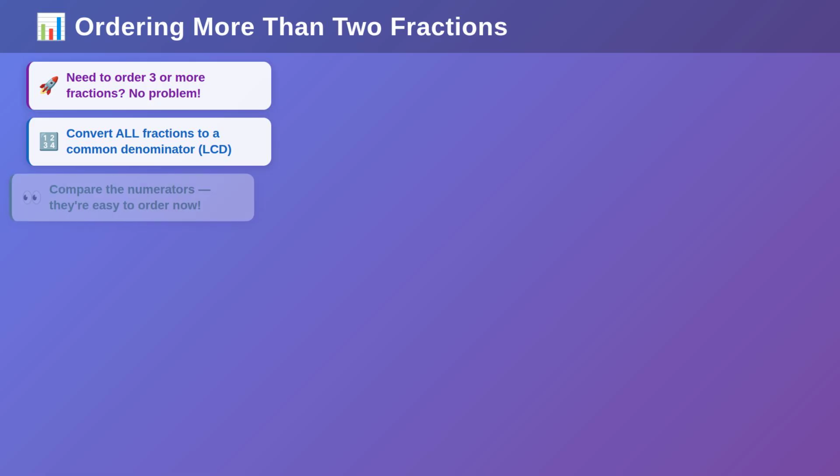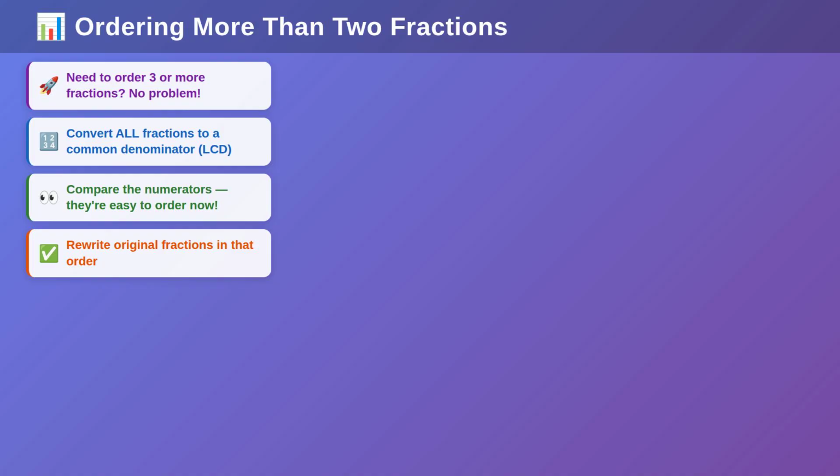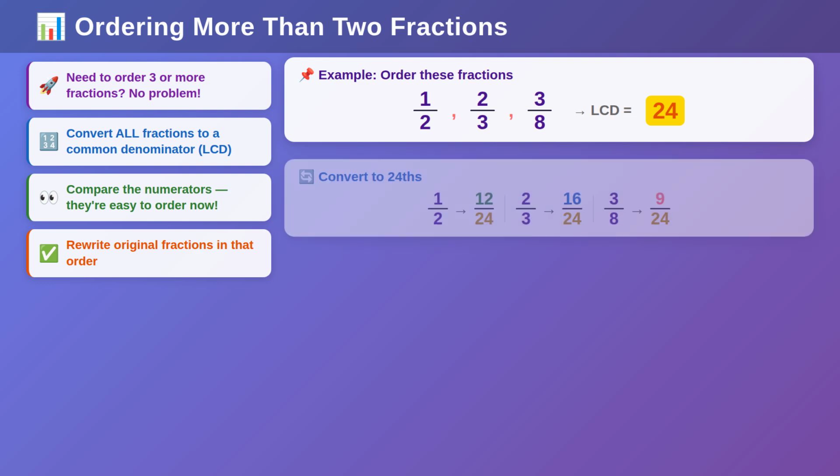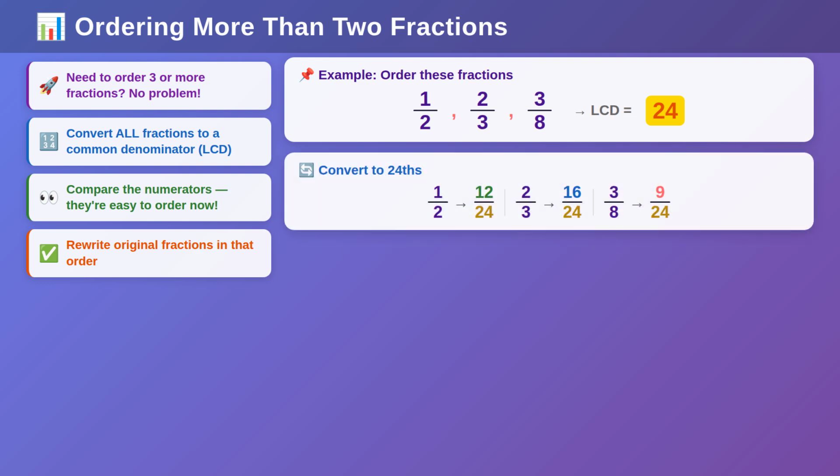Now let's level up. What if you need to order 3 or more fractions from least to greatest? No problem. Same idea, just applied to more fractions at once. The best approach is to convert all fractions to a common denominator. Then once they all have the same denominator, just look at the numerators and put them in order. Finally, rewrite your original fractions in that order.